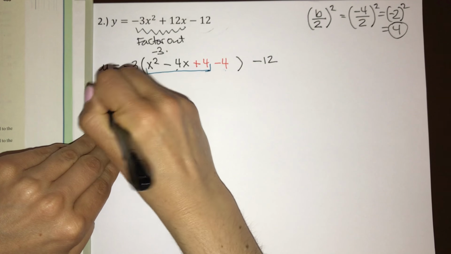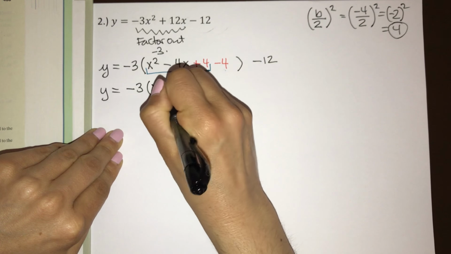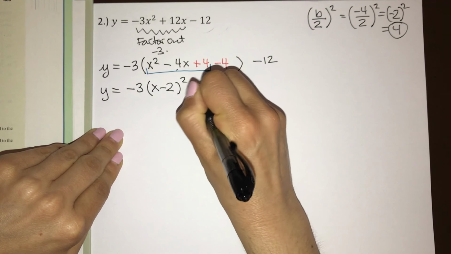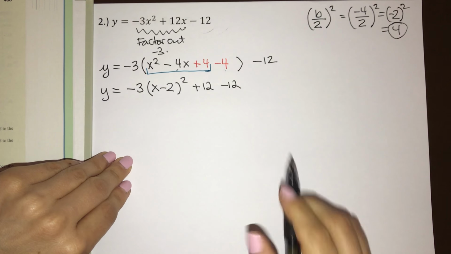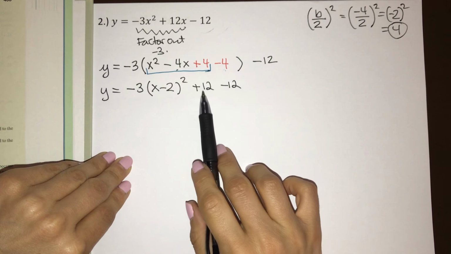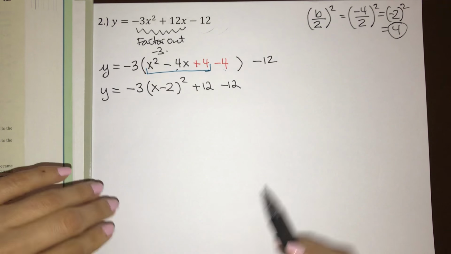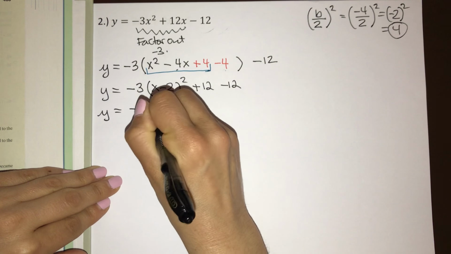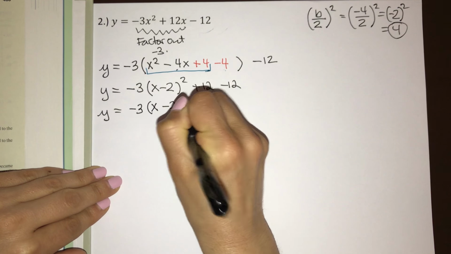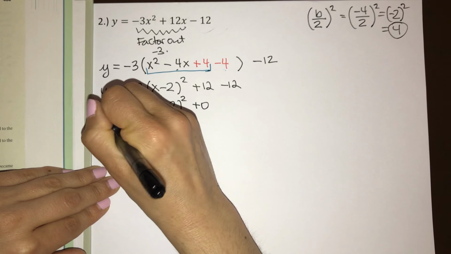So this is what we're going to get. I'm also going to factor. Okay, so now negative 3 times negative 4 is positive 12. I factored the first 3 terms. This will give me 0. You can write plus 0, or you could just not write it at all.